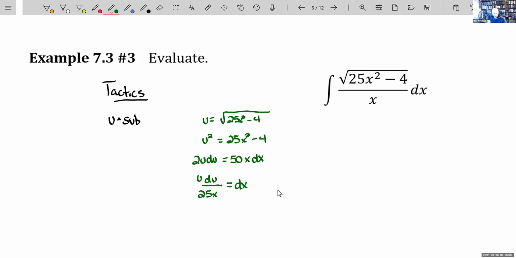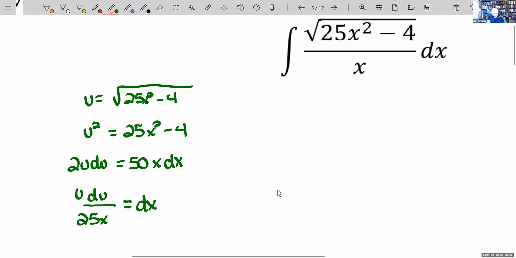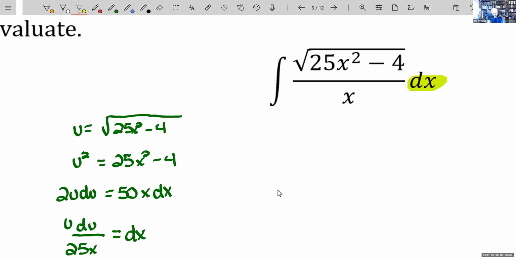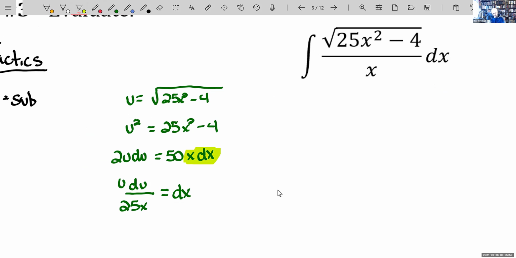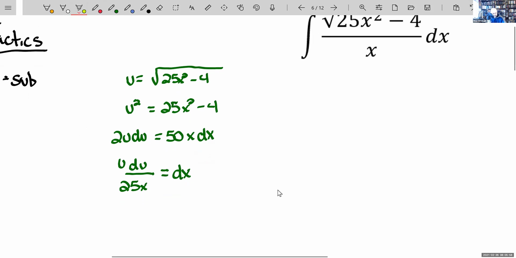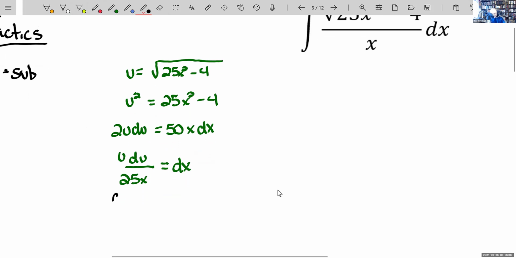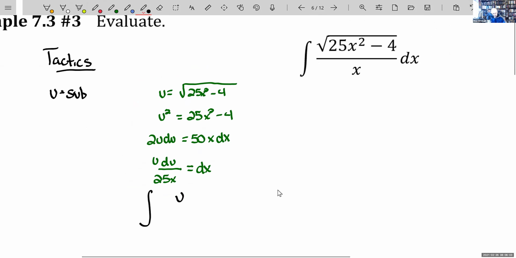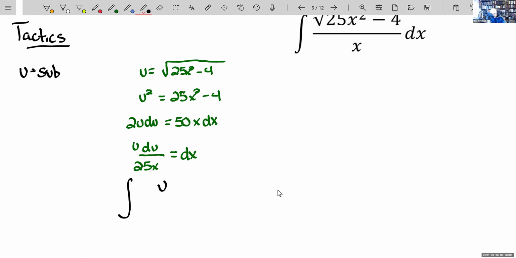The reason why I divided by x as well is because my integral does not have an x times a dx. It has a dx divided by x. So I don't have an x times dx available. So I just moved everything over to the other side. Now, if you were to try to do the substituting in, you would have the integral of u, because u is the square root, and dx gets swapped out for another u du over 25x, and then you still have that x downstairs.